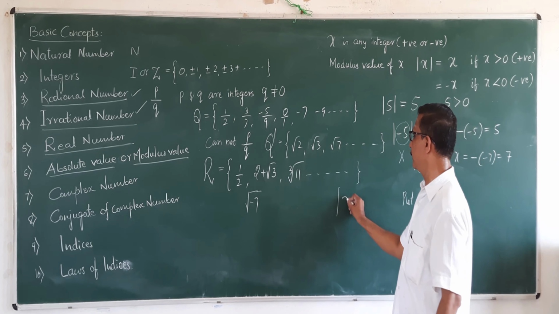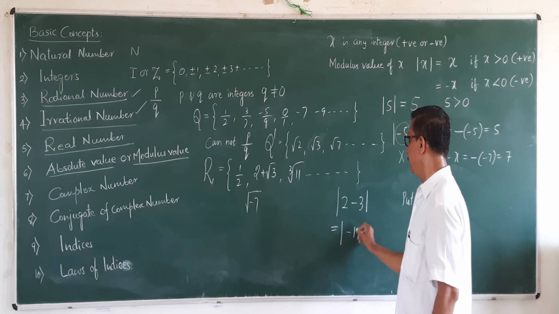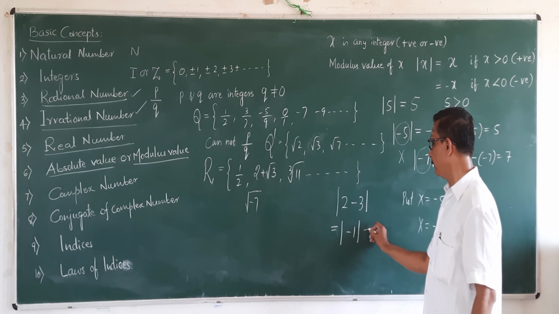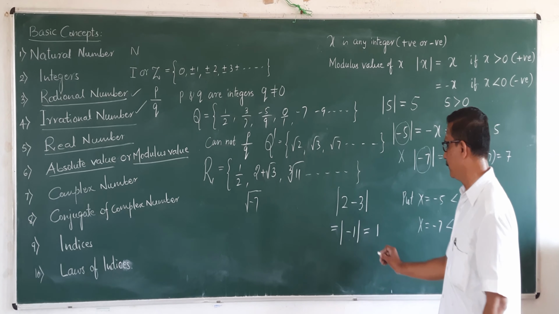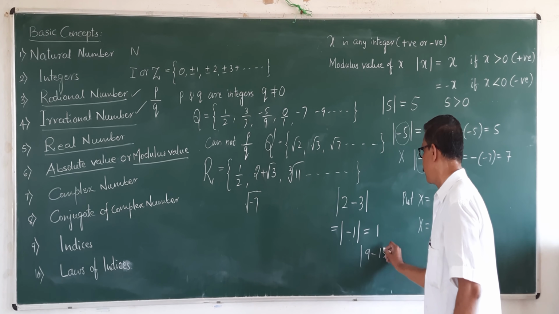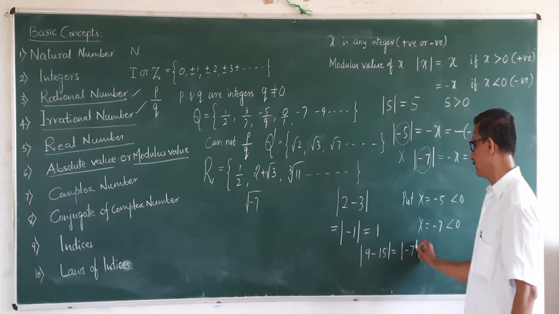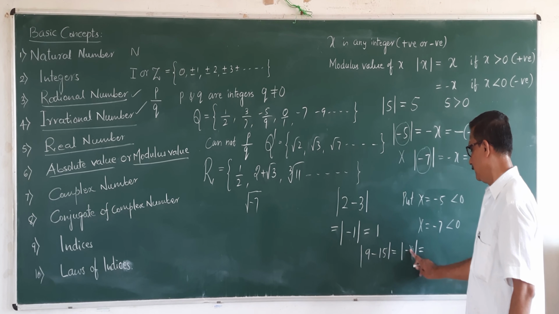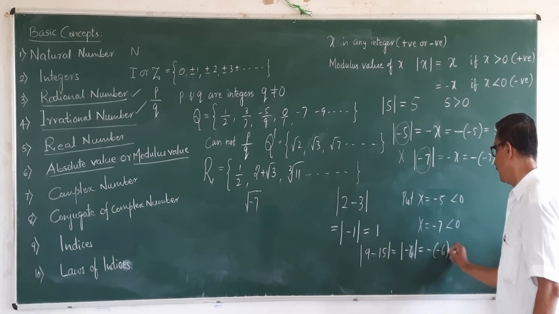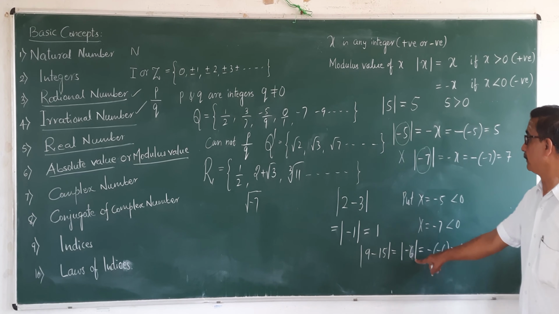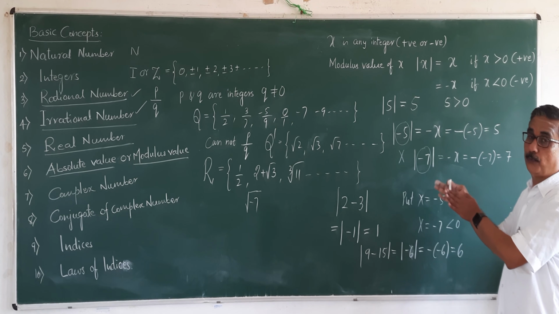Another example, modulus of 2 minus 3. What is 2 minus 3? Minus 1. But what happens to modulus of minus 1? Plus 1. Minus of minus 1 is plus 1. Modulus of 9 minus 15 is equal to, what is 9 minus 15? Sorry, minus 6. Modulus of minus 6 is minus of minus 6, that is plus 6, because minus 6 is less than 0. When you put a negative value inside the mod, it becomes positive.